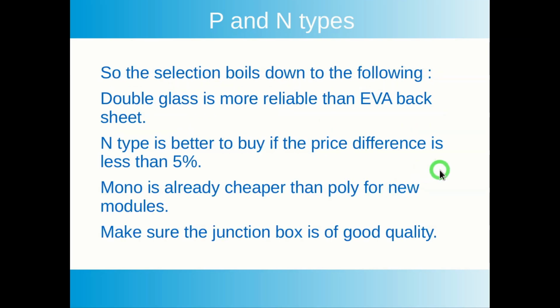So I've summarized the selection for most applications, which are general applications related to residential or factory type applications. The double glass is more reliable than having a plastic EVA backsheet. The N-type is better since the prices are similar now. Mono has already become cheaper than poly for all the new modules. And the largest failure rates currently these years are for the junction box. So make sure that the junction box is of good quality.